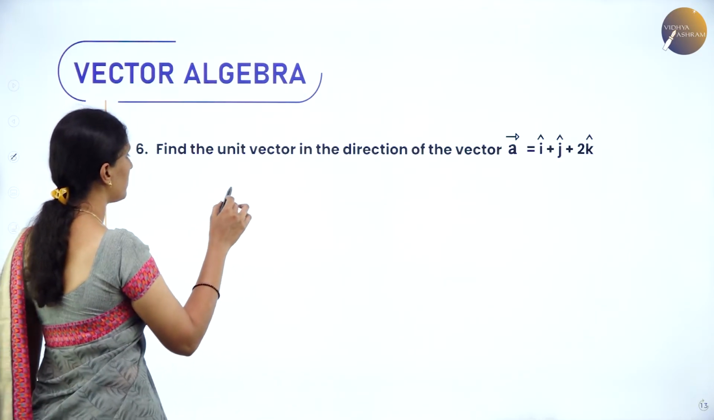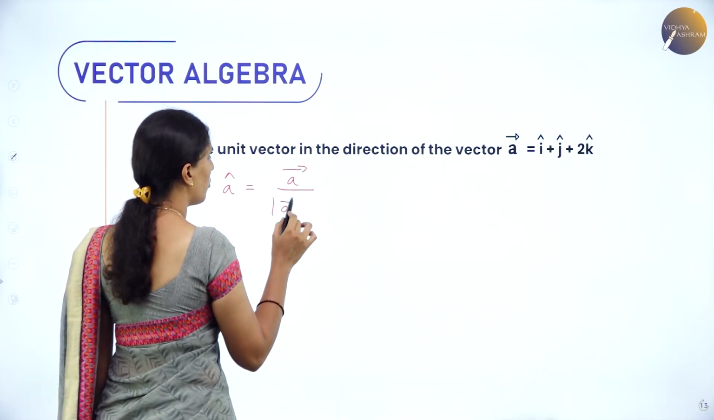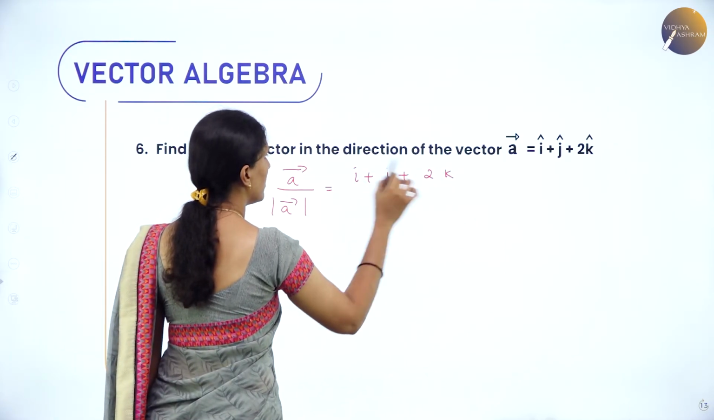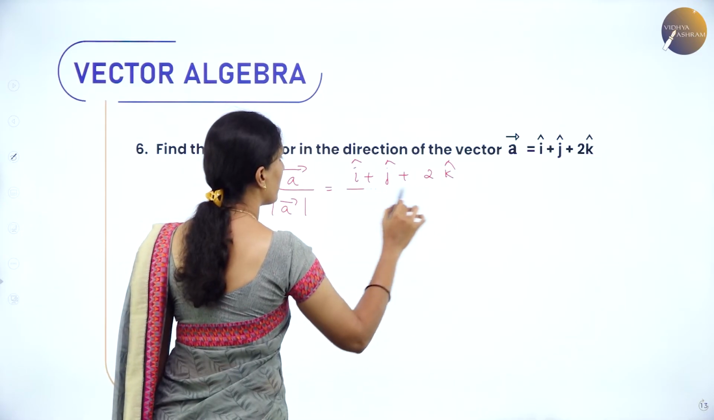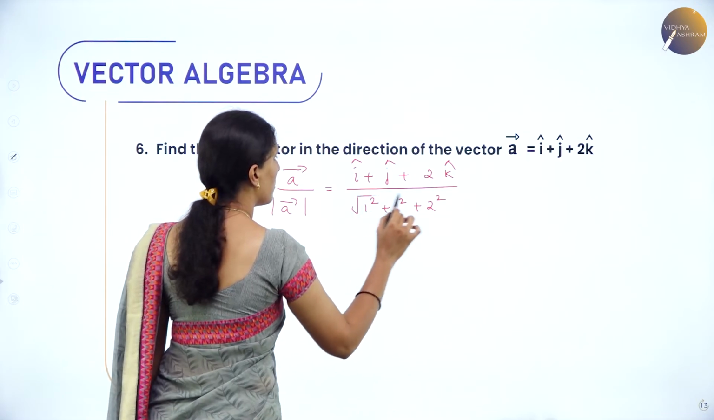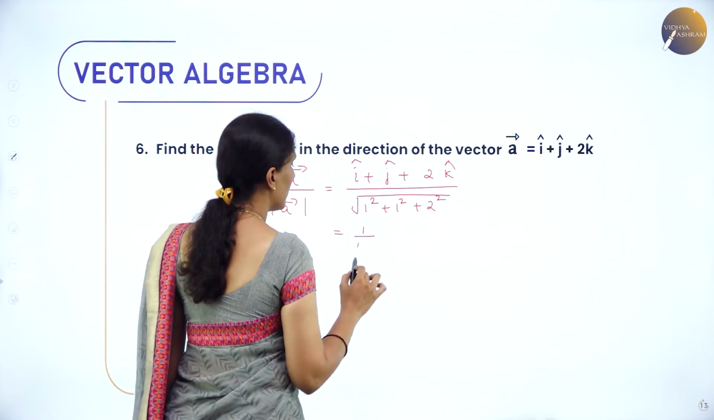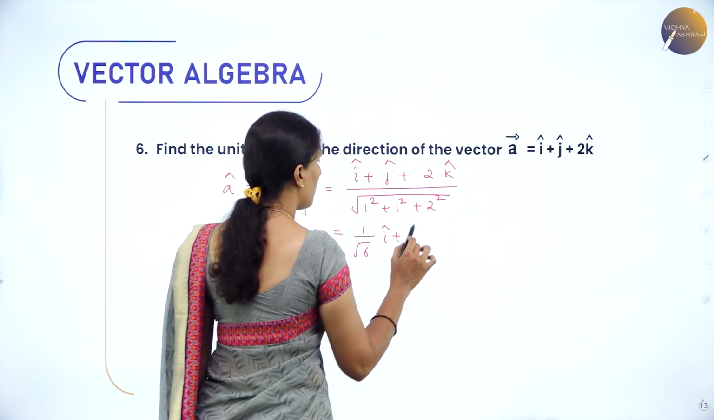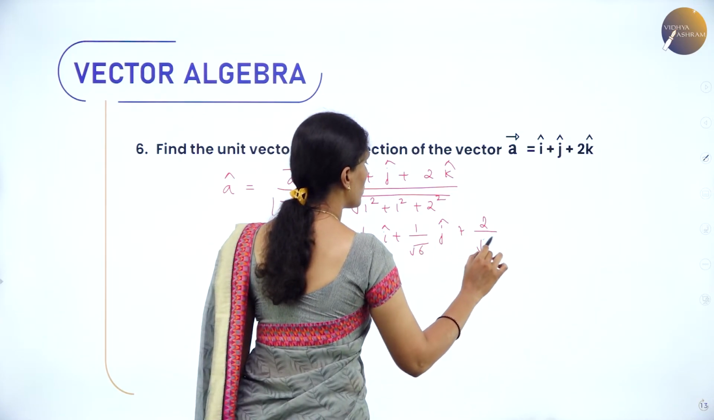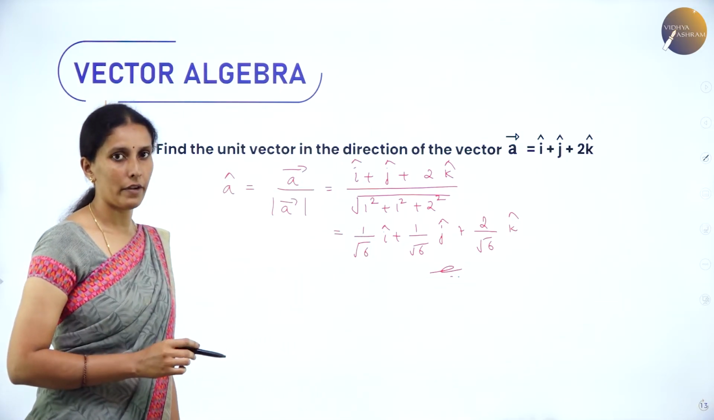So we will take A cap is equal to vector A by magnitude of vector A. So i plus j plus 2k, i cap, j cap, k cap, divided by 1 square plus 1 square plus 2 square, which is root 6 again. So I can write this as 1 by root 6 i plus 1 by root 6 j plus 2 by root 6 k. So this is the unit vector along the direction of the given vector.